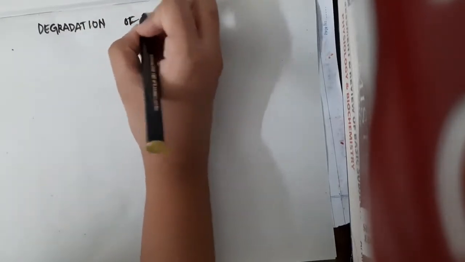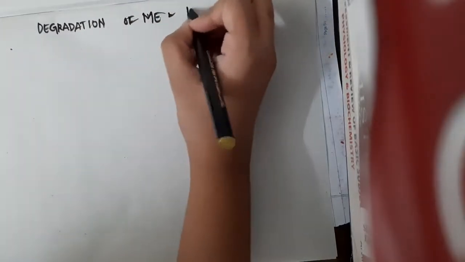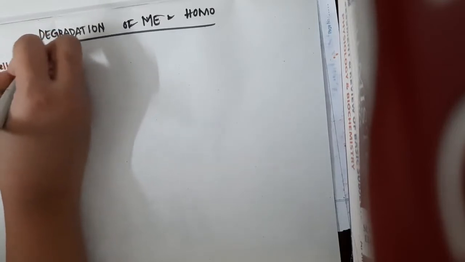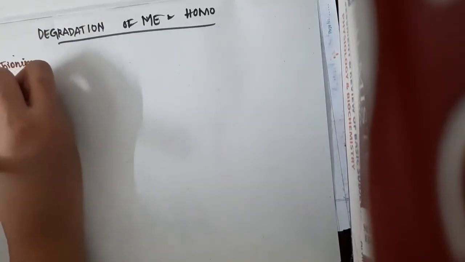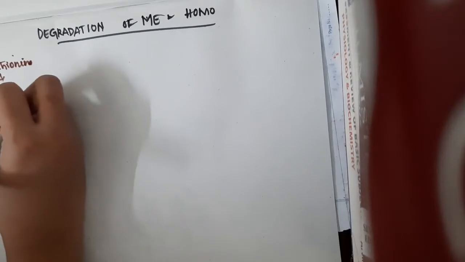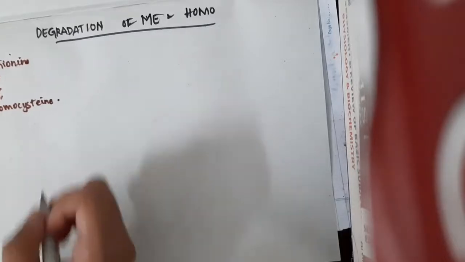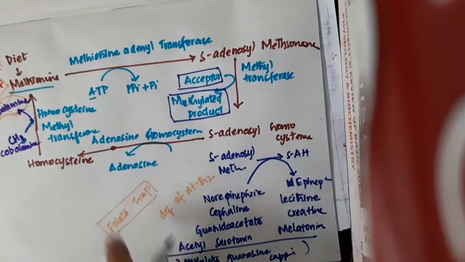Hello friends, let us now learn some important points about degradation of methionine and homocysteine. First, methionine gets converted to homocysteine through a series of reactions which we have already seen here. Methionine gets converted to homocysteine through a series of reactions like this.